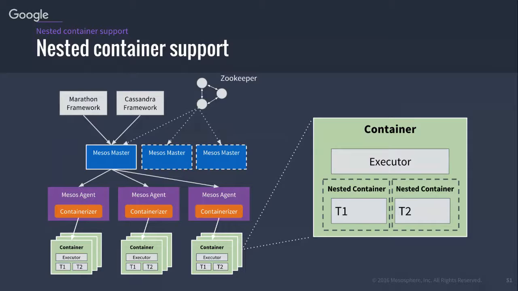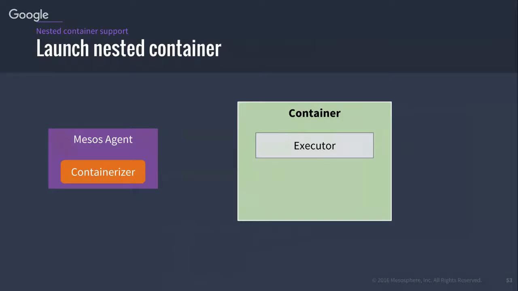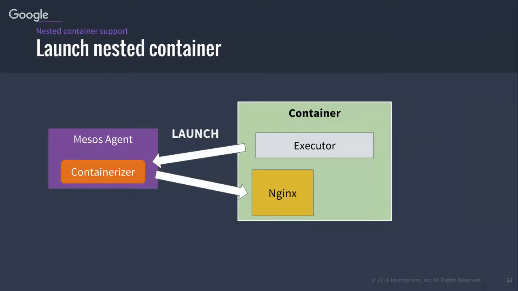We can also give those nested containers a Docker image to run so that they can run different Docker images. So this is the animation. When the executor wants to create a nested container, it sends a launch to the Mesos agent. The Mesos agent is responsible for launching the nested container properly nested under the top level container. In this case, the executor wants to launch an Nginx nested container. It will just call launch and the containerizer will prepare the Nginx subcontainer.